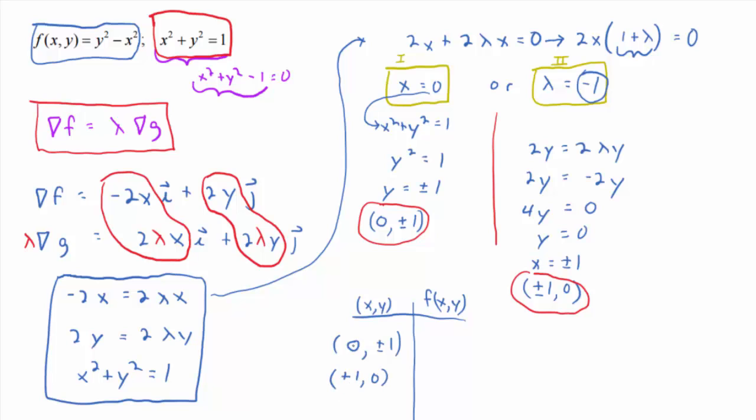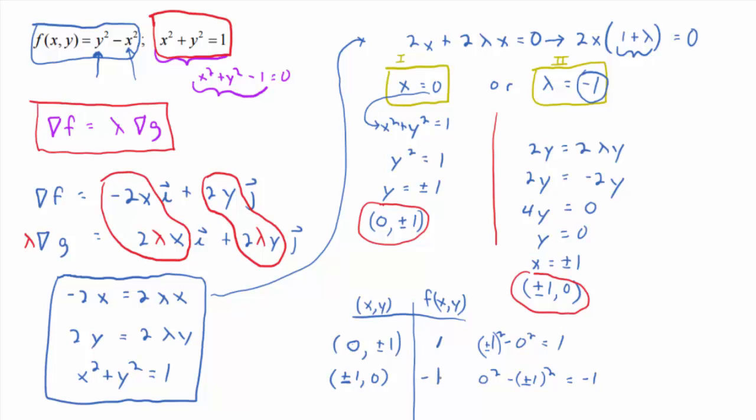What happens when I plug in 0 for x and plus or minus 1 for y? I get 1 squared minus 0 squared. Or if you like, plus or minus 1 squared minus 0 squared. Plug it in right there. So I get 1, right? But what's going to happen when I plug in plus or minus 1, 0? That's plus or minus 1 for x. So I get 0 squared minus plus or minus 1 squared, which is just minus 1, right? 0 minus 1 is -1.